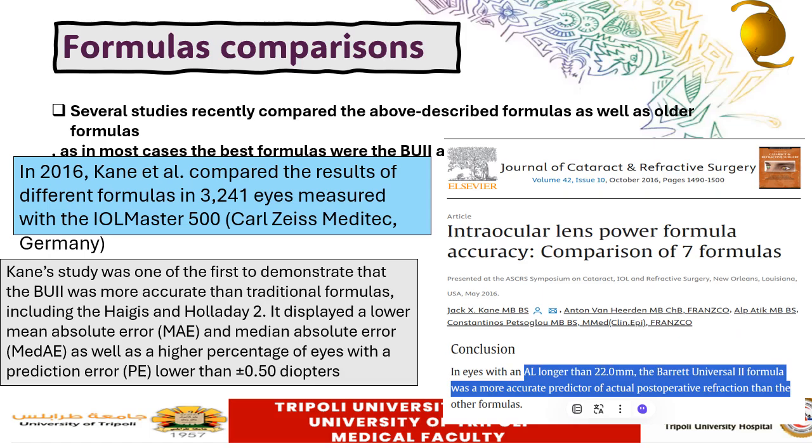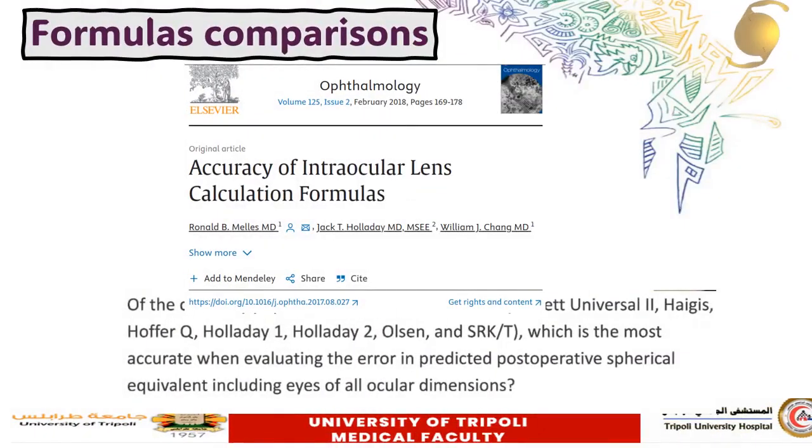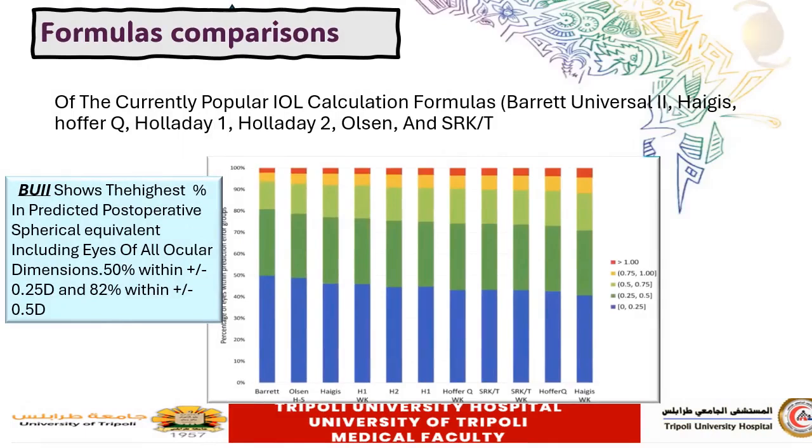Another paper, as you can see, shows the result of the comparison of the seven most popular IOL calculation formulas over the whole range of eye axial length dimensions, and the Barrett Universal II is the most accurate one. It shows 50% of the patients within 0.25 diopter of spherical equivalent, up to 80% of the patients within 0.25 to 0.5 diopter, and up to 90% of the patients within 0.75.